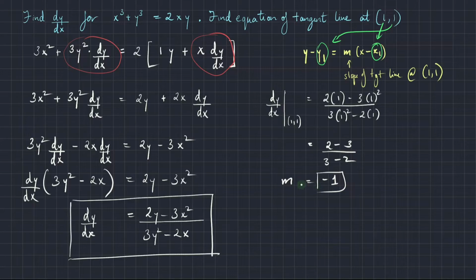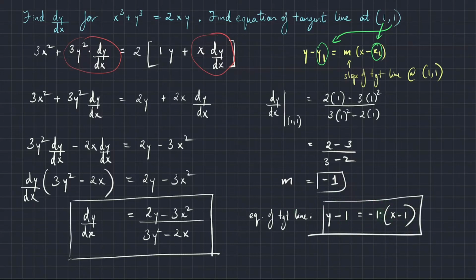So plugging this m value into the point-slope form, we are going to get the equation of the tangent line as y - 1 = -1(x - 1). We can even convert this to slope-intercept form if you like. This could be y = -x + 2.